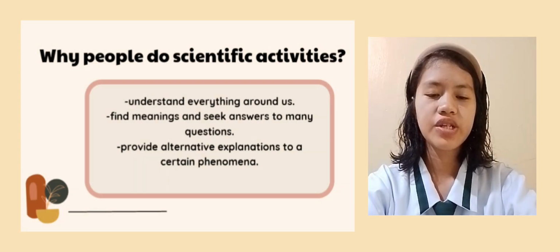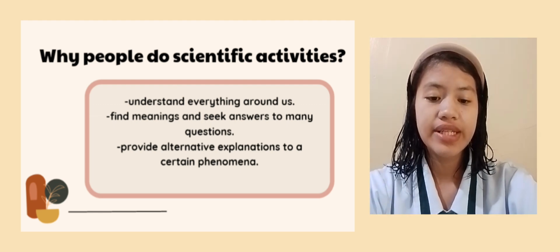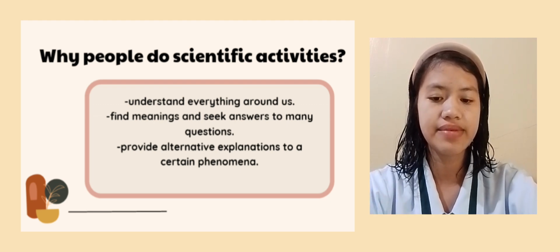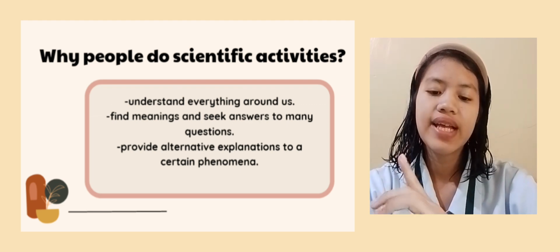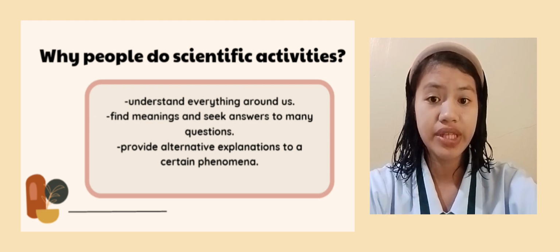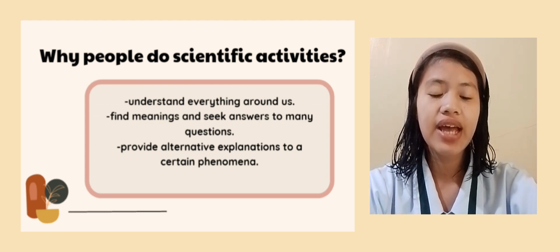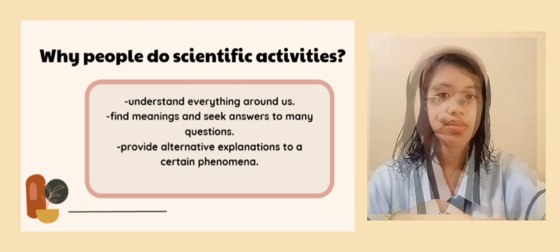Today, we're going to explore the reasons why people engage in scientific activities. One of the primary reasons is to understand the world around us. Science helps us answer questions about natural phenomena, from why the sky is blue to how plants grow. For instance, scientists study weather patterns to understand and predict climate change. This knowledge helps us prepare for natural disasters and protect our environment.